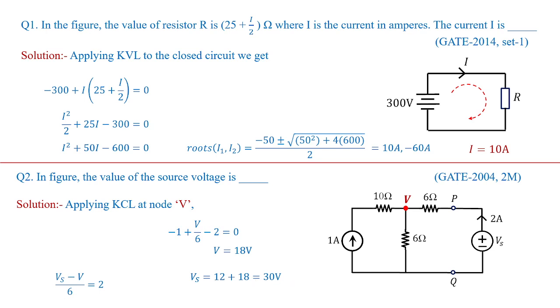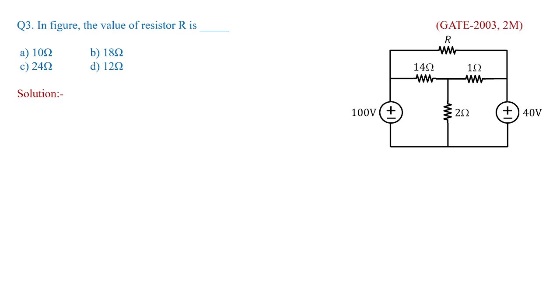This is another way of asking for unknown parameters from the given data. You should be very quick in observing what data is given in the problem. Fine. Let us go with the next numerical. In question 3, the value of resistor R is asked. This is framed in GATE 2003 under 2 marks. The options for R are 10 ohms, 18 ohms, 24 ohms and 12 ohms. So how to solve this problem?